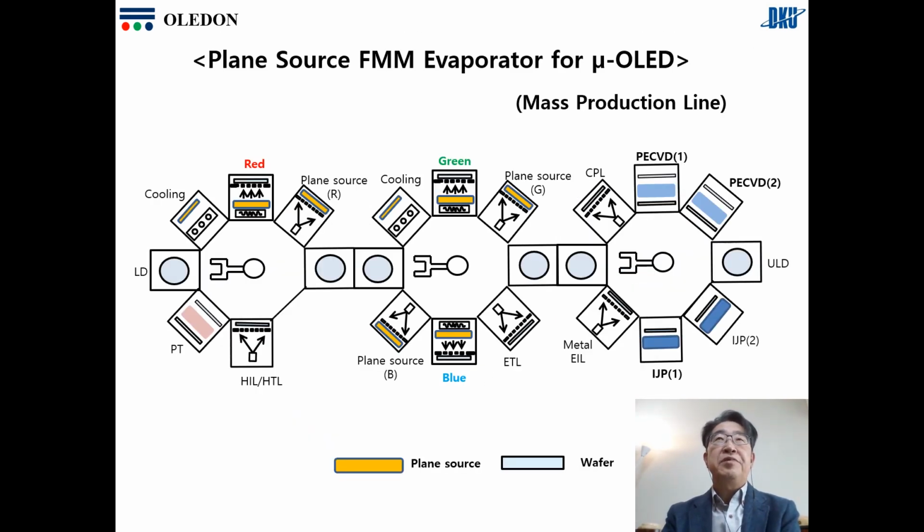A cluster-type plane source evaporator is designed for mass production of micro OLED. Three cluster-type modules are prepared. The red, green, blue plane source re-evaporation chambers are distributed in the first two cluster modules. In the third cluster module, two PECVD and two inkjet printers are connected for the thin film encapsulation process.